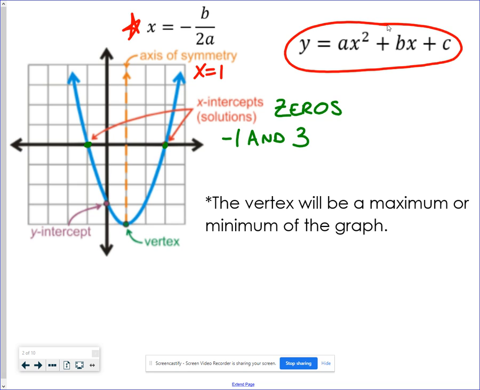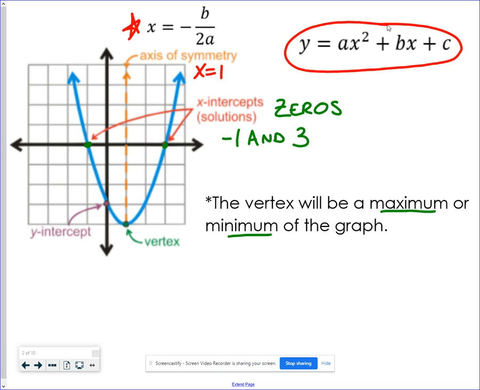The vertex is the turning point. It's either the bottom or the top of a graph, depending on which direction this is going. So that vertex will always be either a maximum or a minimum from the graph. In this case, it's a minimum. It's the lowest that this graph gets. That's the turning point. It keeps decreasing until it gets to the vertex and it turns around, comes back up again. So it's decreasing and then increasing. That vertex, like I said, will always be on the axis of symmetry.